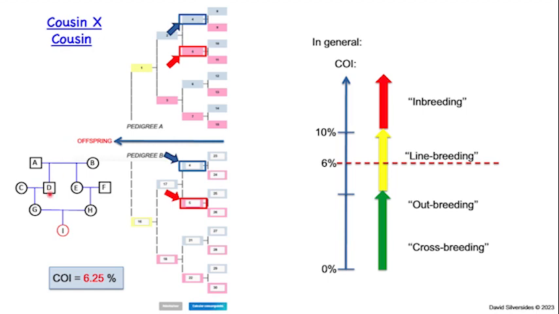Going back to the value of calculating the coefficient of inbreeding and the utility of our inbreeding calculator, we can start using these tools to perform what we call virtual matings, where we can evaluate a potential mating to see whether or not it will increase or decrease the coefficient of inbreeding, and we can compare several potential matings to see which one is more advantageous for us.